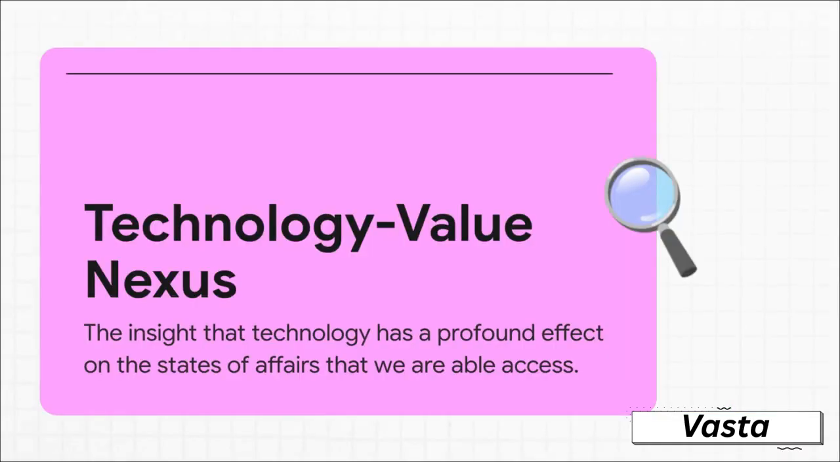There's this really important idea called the technology value nexus. It sounds complicated, but it's simple. Technology is never neutral. Every single thing we build, whether it's a bridge or a piece of software, has certain values baked right into it. It kind of locks in certain choices and makes some futures more likely than others.